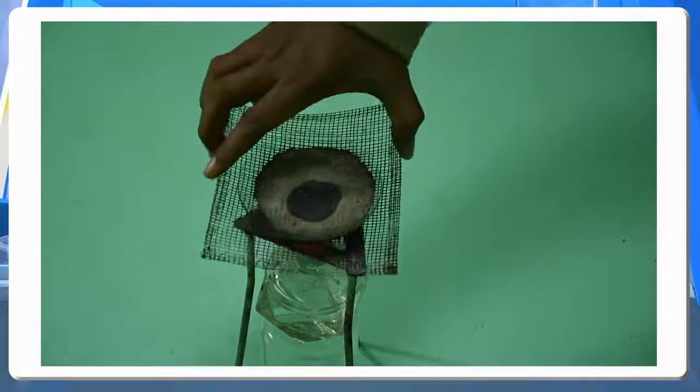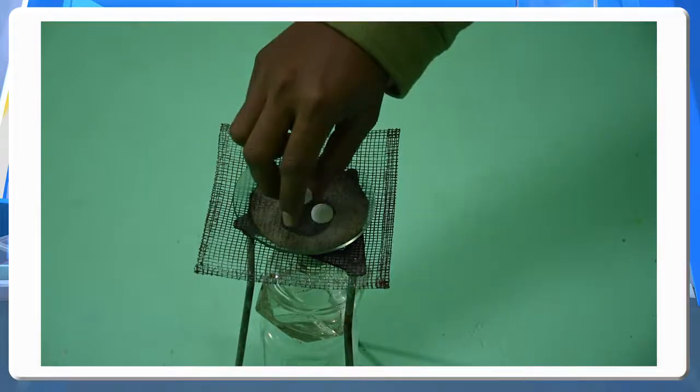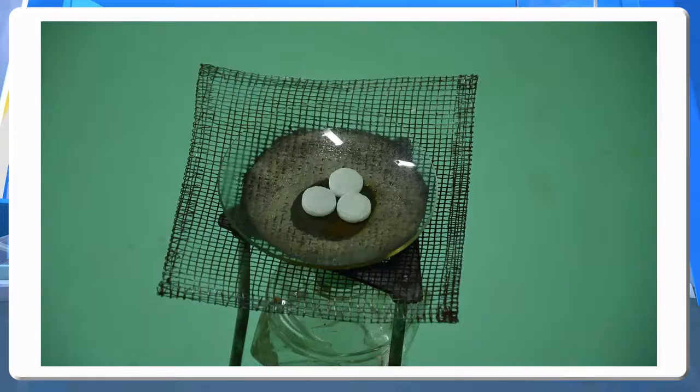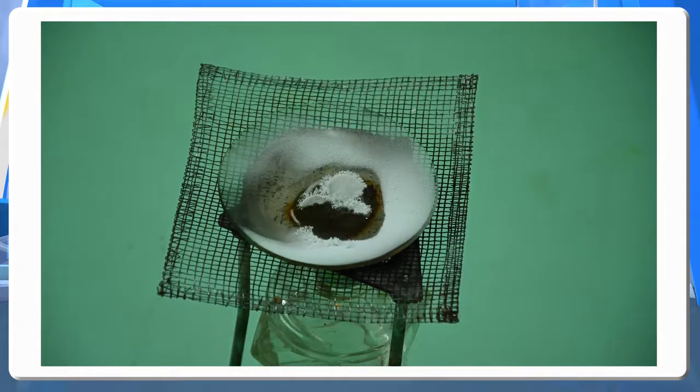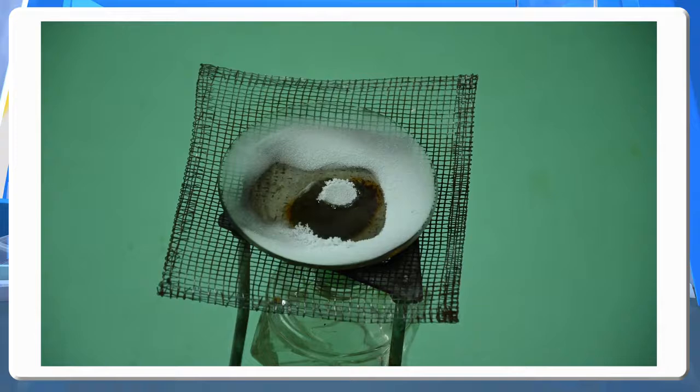Let's do another activity. Take one or two good pieces of camphor in a china dish. Slowly heat the china dish. What can you see? What happened to camphor? What kind of change occurs to camphor? We can't see the particles of camphor, right? But we can smell them.